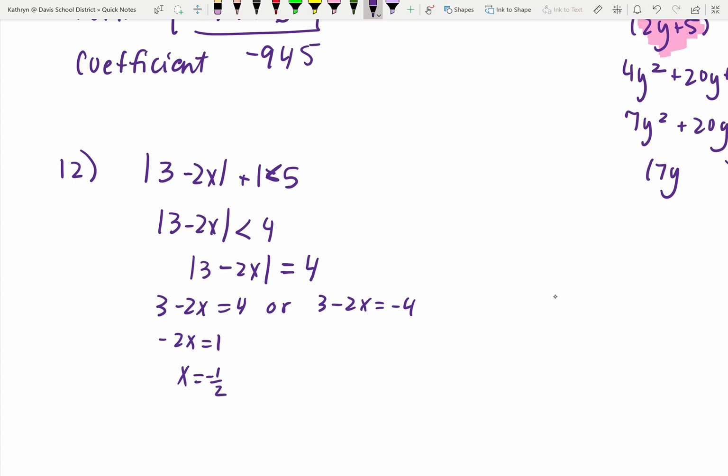Right here, pull your 3 over, so you have negative 2x equals negative 7, and so negative 7 over negative 2 is a positive 7 over 2. You can totally check this. It's a little awkward, but you can do it. So let's just run through really fast how to check the negative 1/2. If you go 3 minus 2 parenthesis, negative 1 divide 2, close it, hit enter, you get a 4.